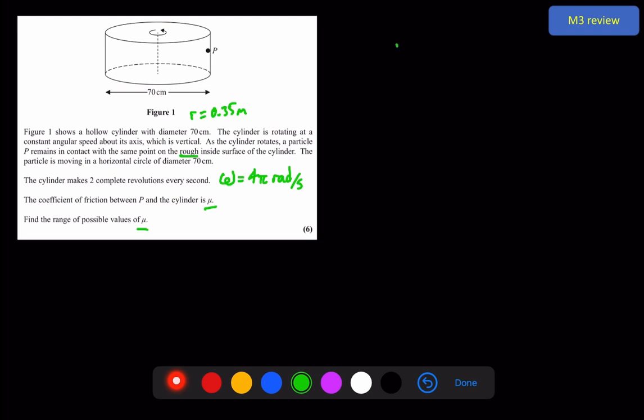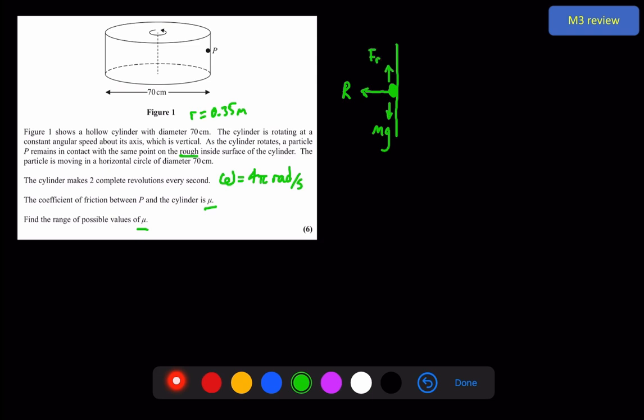So what we've got here, if I zoom in a little bit, we've got the particle here. We've got obviously the weight acting downwards. There must be a normal contact force with the surface acting radially inwards, providing our circular motion acceleration. And then there must be friction, because it's rough and we're trying to find mu. If friction was acting downwards, then there would be nothing stopping it from sliding down. Friction must be acting upwards, balancing the weight, holding it in place.